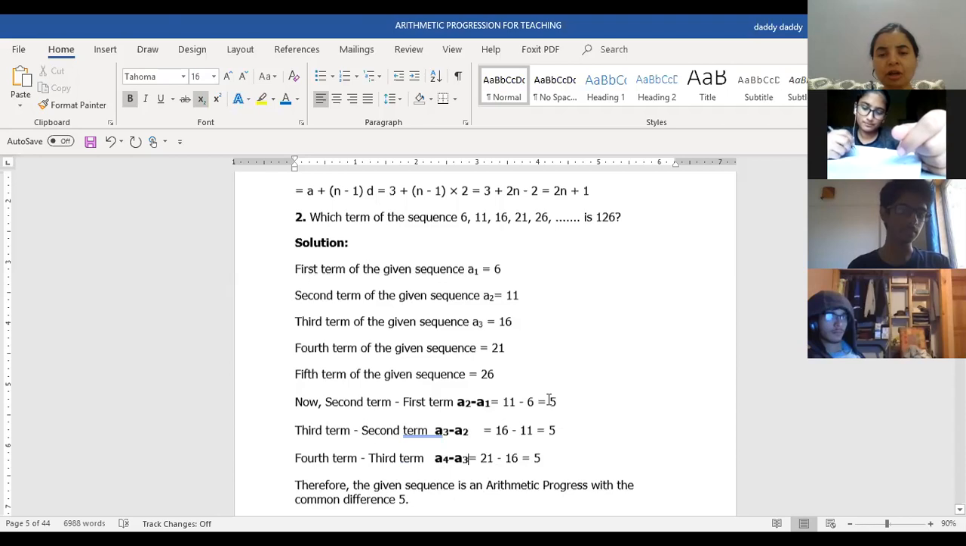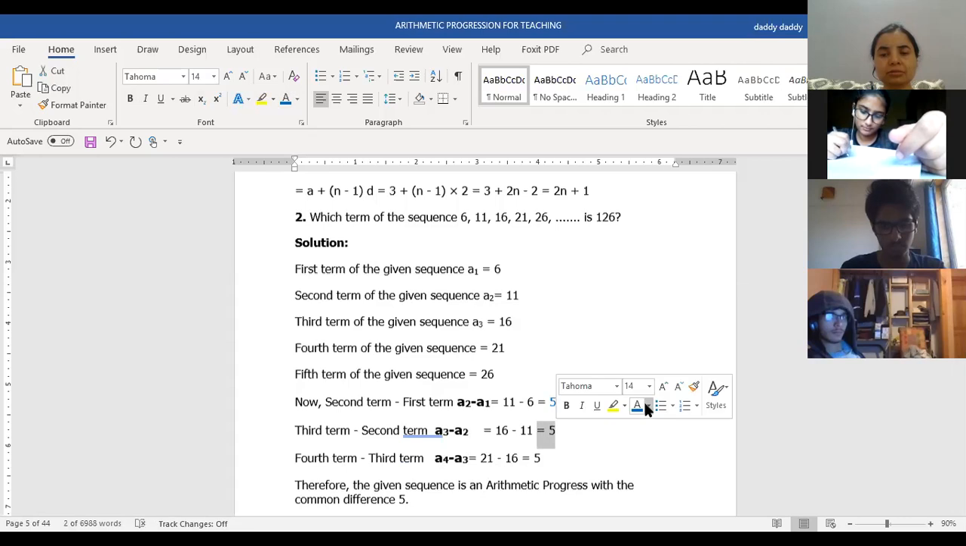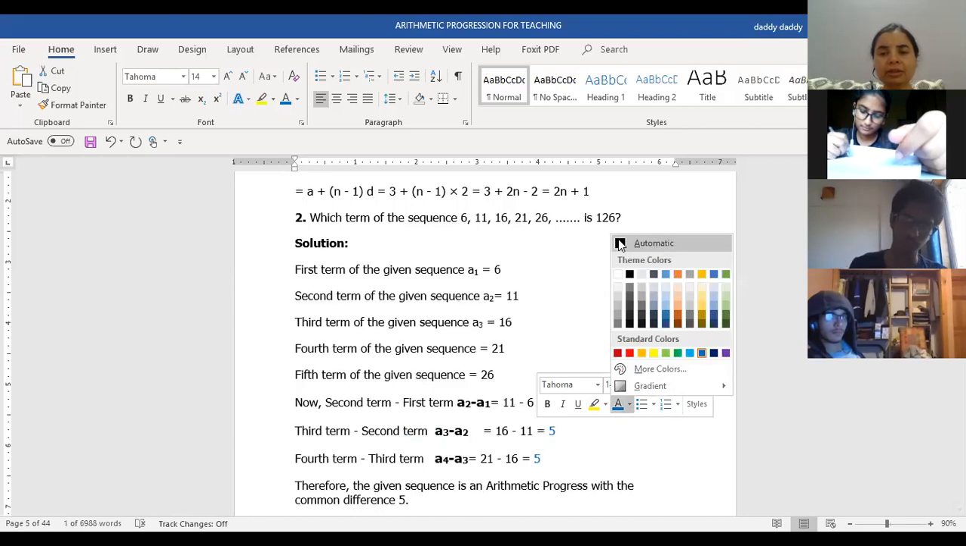Now you see all are 5. First difference is 5, second is also 5, and third is also 5. So see, all differences are 5 only. So that means the sequence is an AP.